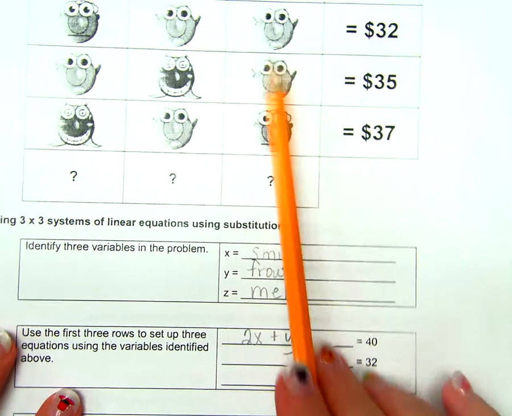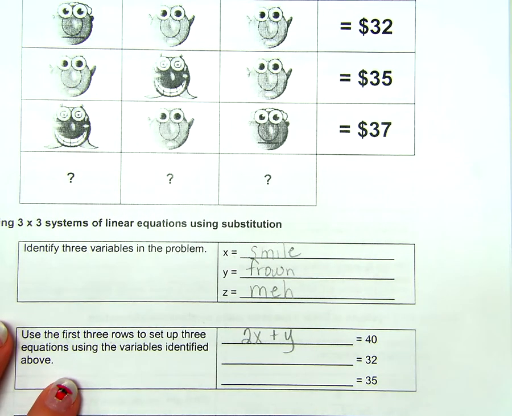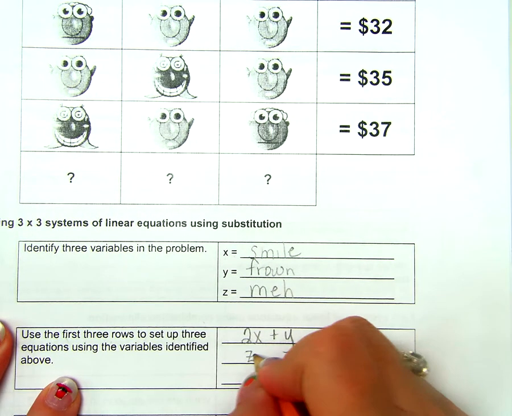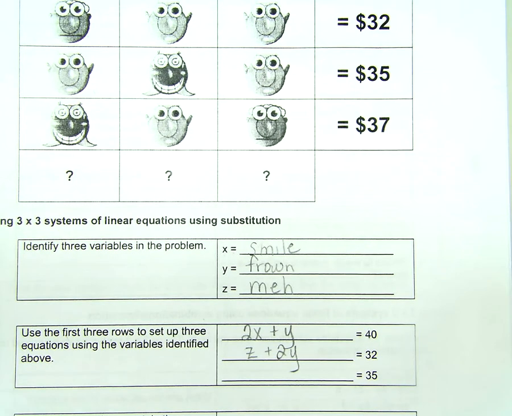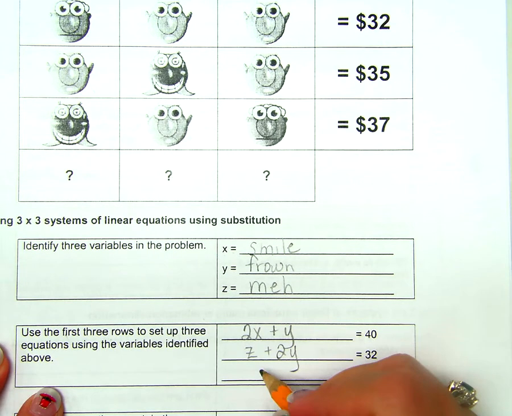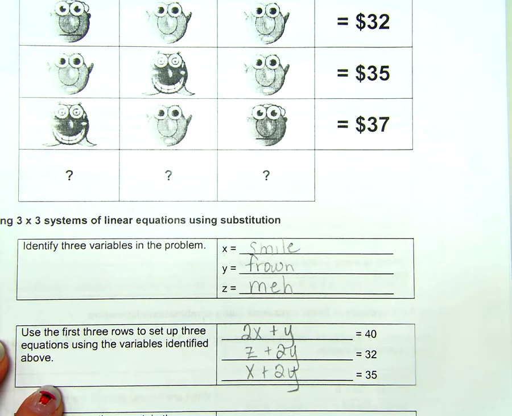Okay, so how are we going to set up row 2? Z plus 2y equals 32. Is everybody all right with that? Okay. What about the third row? X plus 2y equals 35.